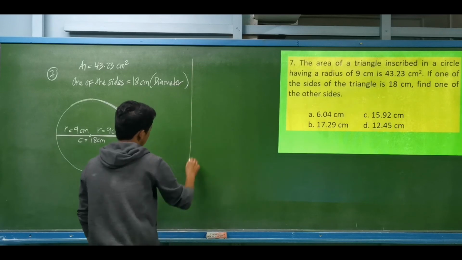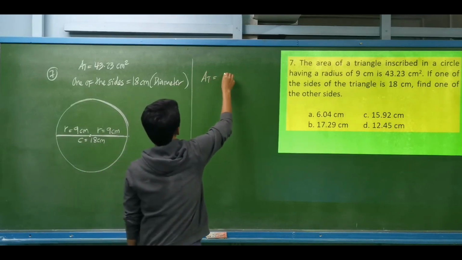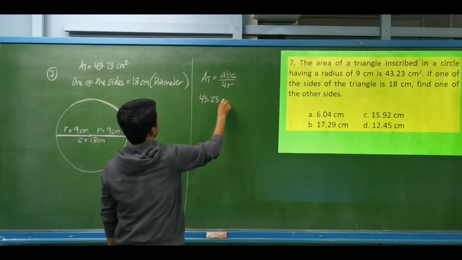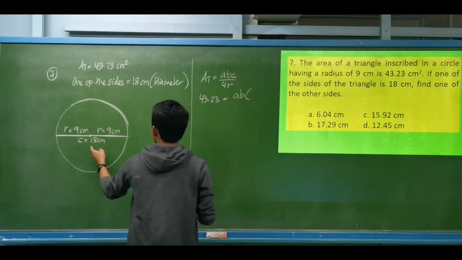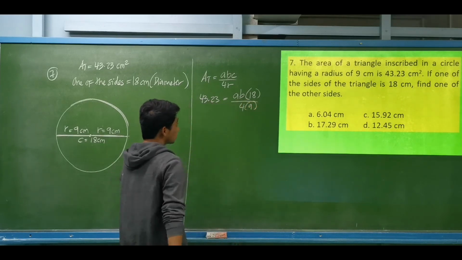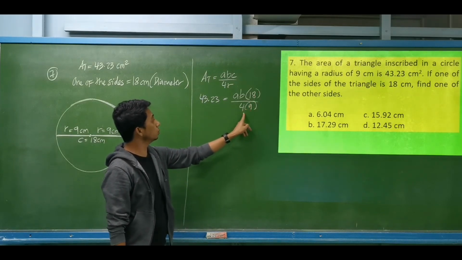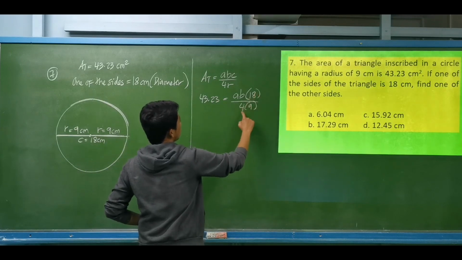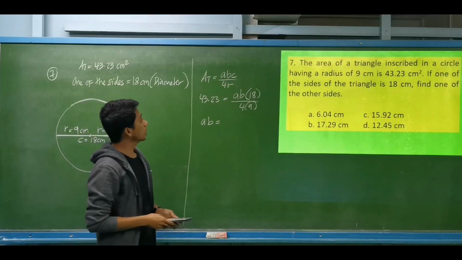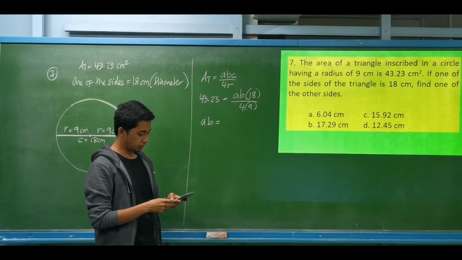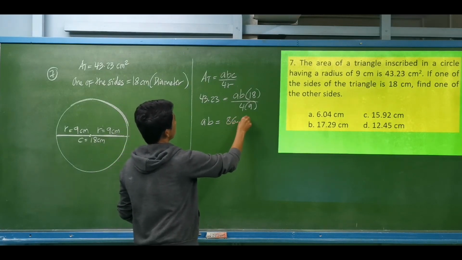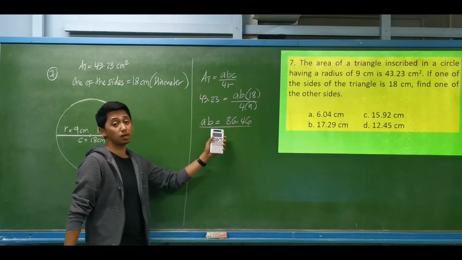Ni-apply ba natin directly yung formula na na-derive? That is, the area of the triangle is equal to ABC divided by 4 times the radius. This is 43.23 equal to AB. Hindi natin alam. Si side C, nilagay ko siya as 18, yung diameter ng circle, divided by 4 times 9. So 18 over 4 times 9 is basically 1/2. So may equivalent ng AB is equal to 2 times 43.23, this is 86.46.